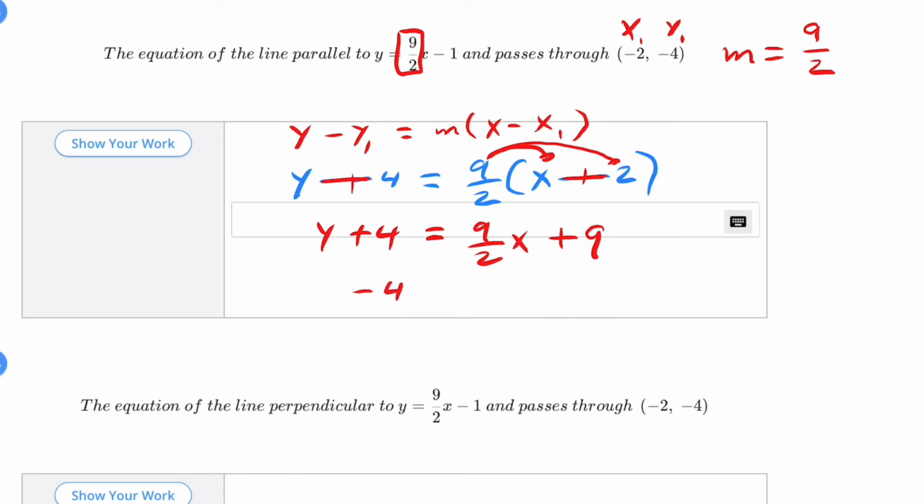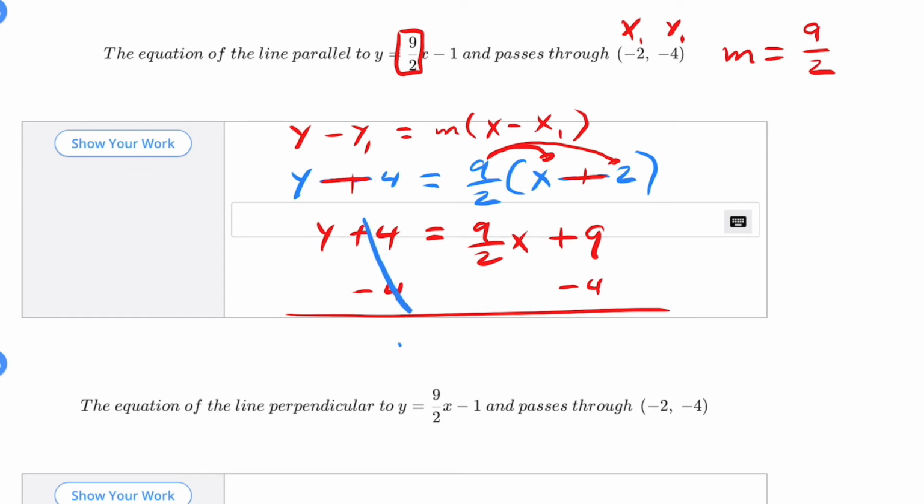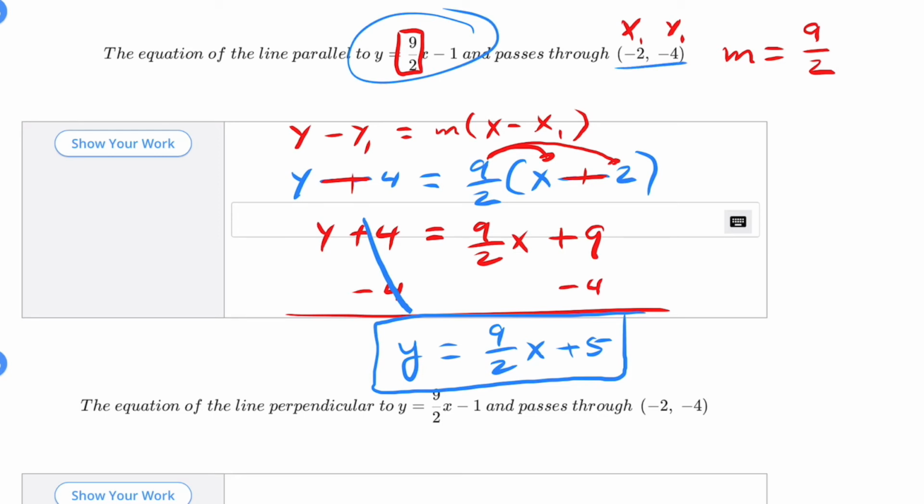Then subtract 4 from both sides. So y equals 9 over 2x plus 5. So this is the line that is parallel to this line and passes through that point.